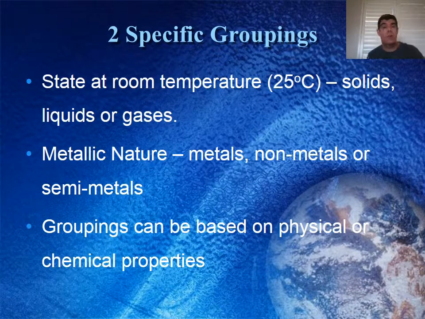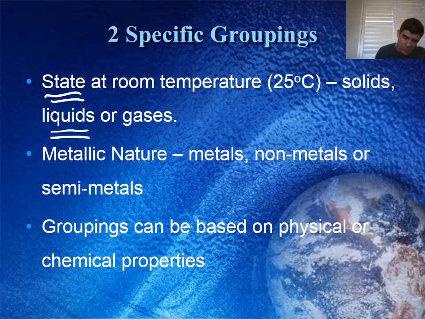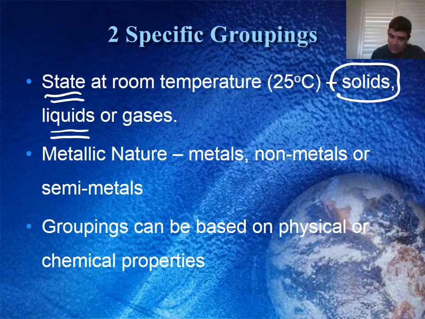Two specific groupings that we will be looking at. The first is the state at room temperature. Now this doesn't split our elements into even groupings, because there are only two that we know of that are liquids at room temperature. Most are solids. Pretty much all of the metals, with the one exception that is a liquid, which is mercury, are solids at room temperature. And then there's a small number of non-metallic elements which are gases at room temperature, things like nitrogen, hydrogen, oxygen, and so on.